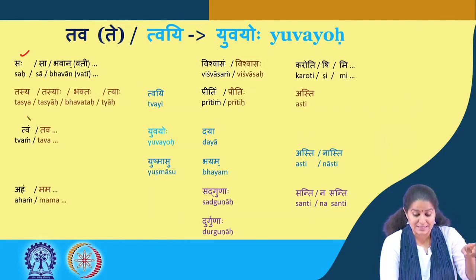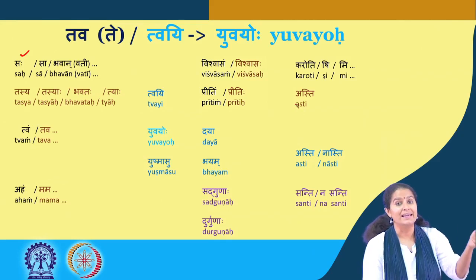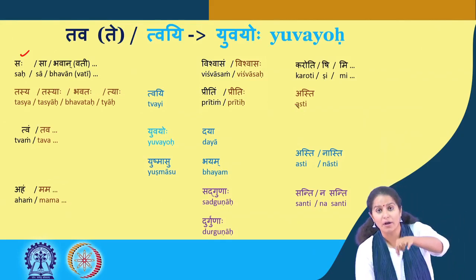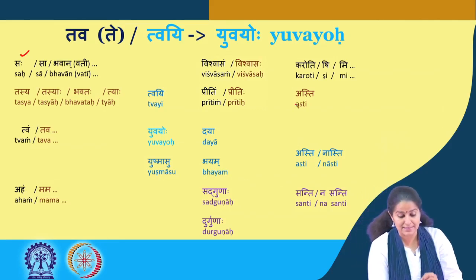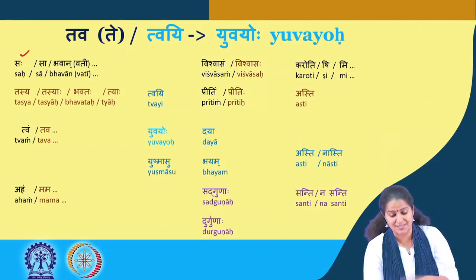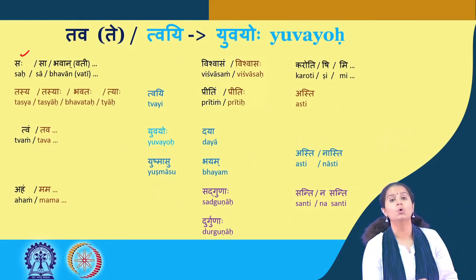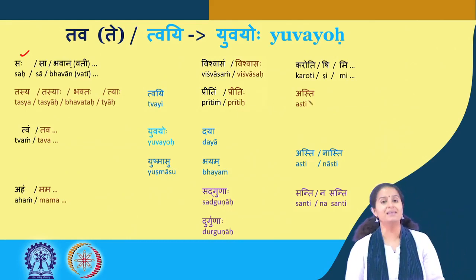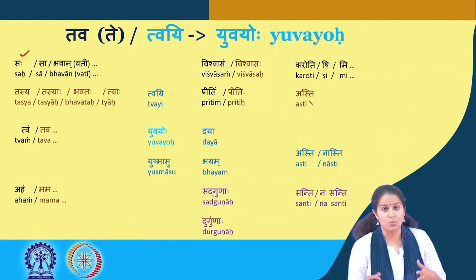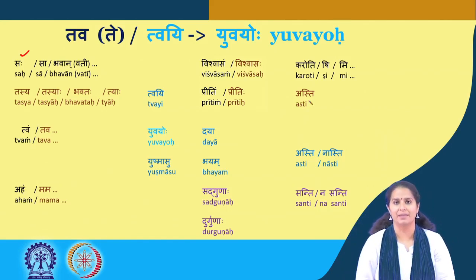It will be tasya tvai vishwasaha asti. He has faith in you. So his faith is in you. Literally it means that. Next, tasya yuvayoho vishwasa, or let's take pritihi asti. Next, tasya yushmasu pritihi asti. Uttamam. And the final one is in you these qualities are there.